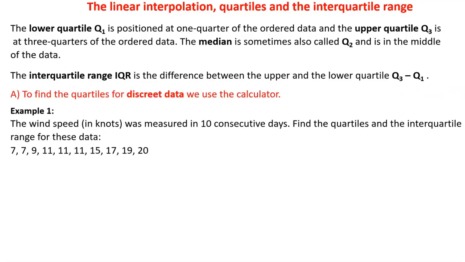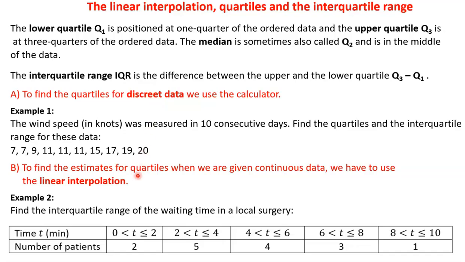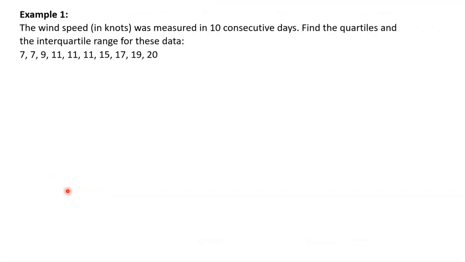There are two types of calculations. One is for the discrete data, and we usually do it using the calculator. And we will learn how to do it on the next slide. And then when the data are given as continuous, we have to use the method called the linear interpolation, and most of this video is actually about how to do the linear interpolation starting from example 2. But let's first learn how to do it for the discrete data.